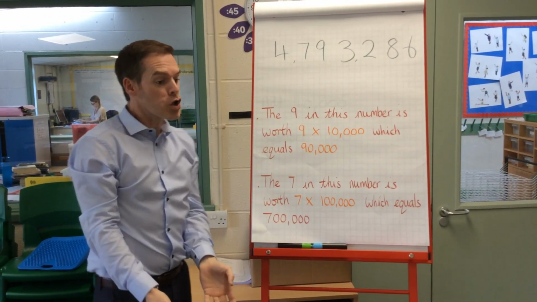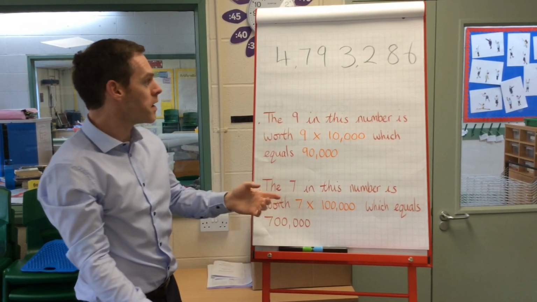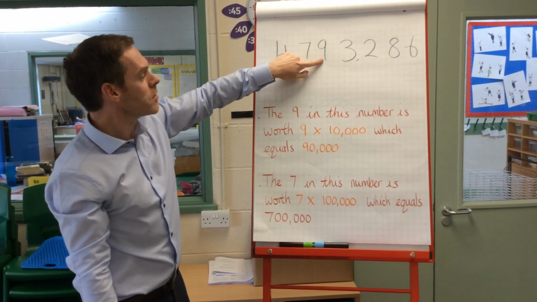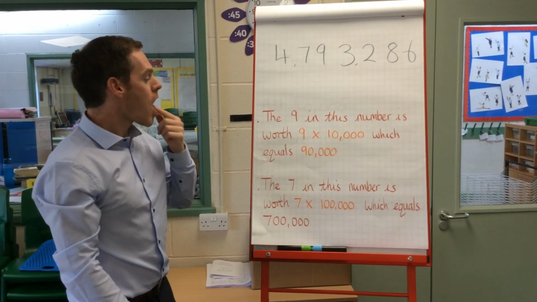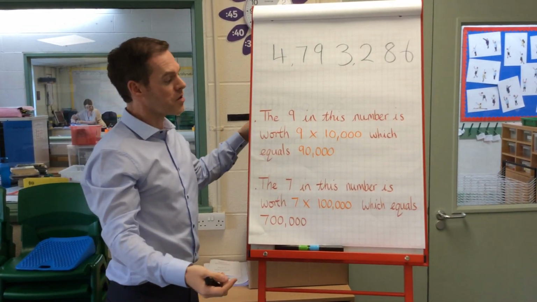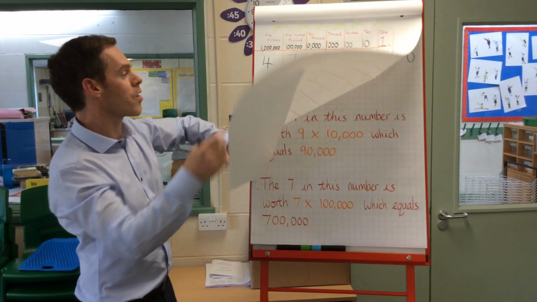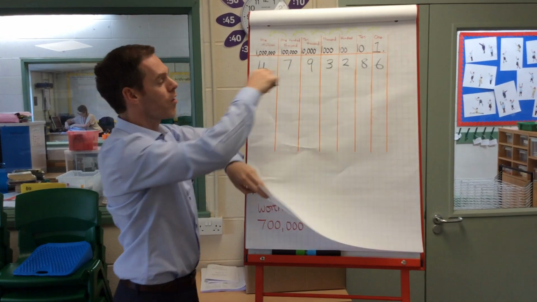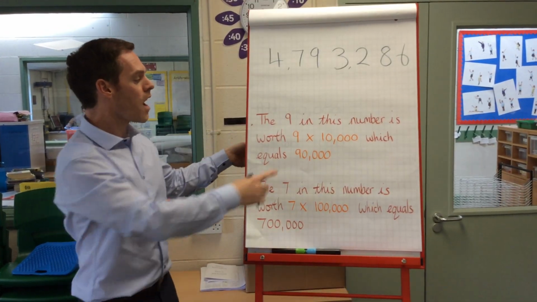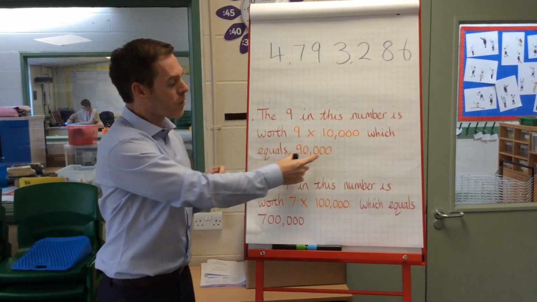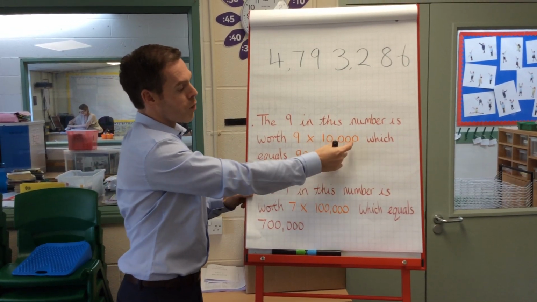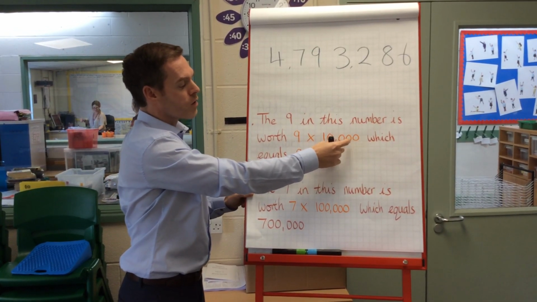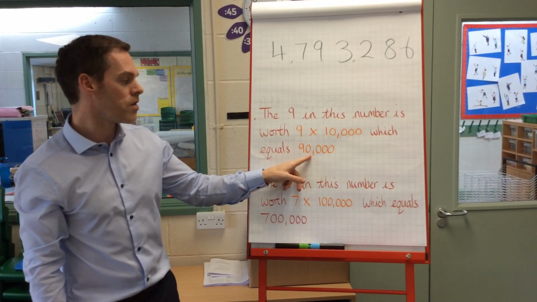So then I'd be talking about this number with my partner, and I might say the 9 in this number is worth 9 10,000s. We've just talked about, because there it is in my 10,000s column. It's worth 9 10,000s, and that equals, of course, 90,000. When I group 9 of those 10,000s together, I'll have 90,000.